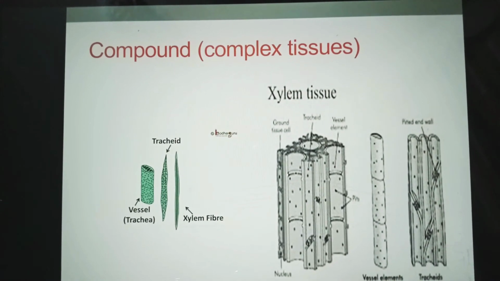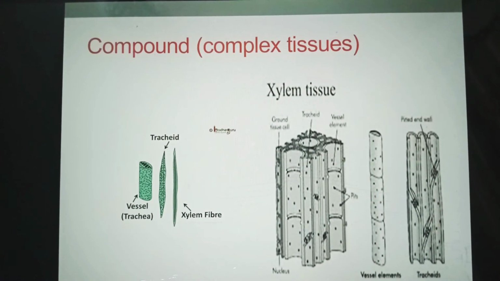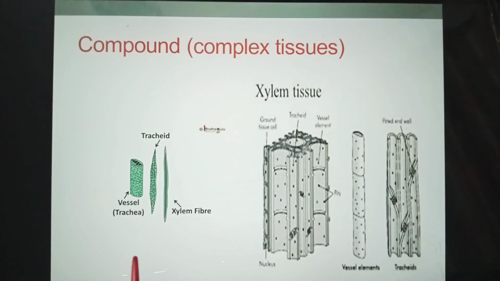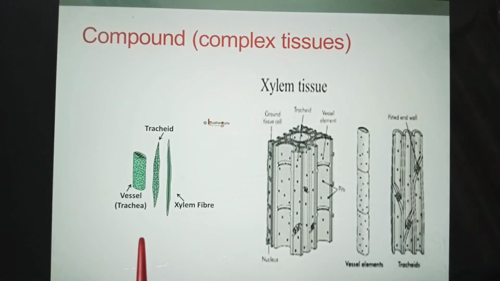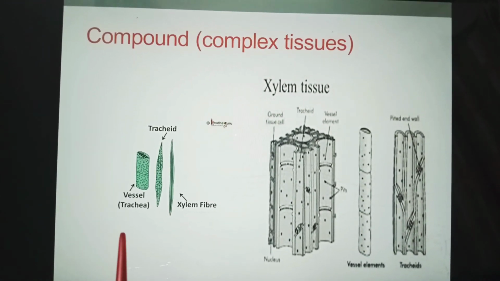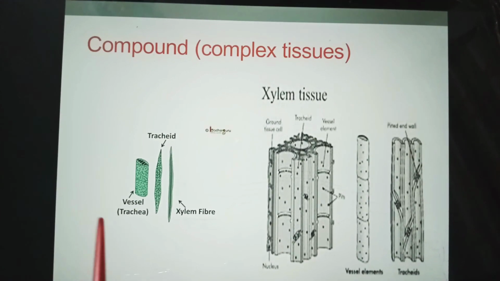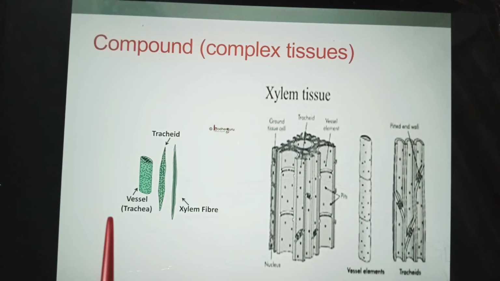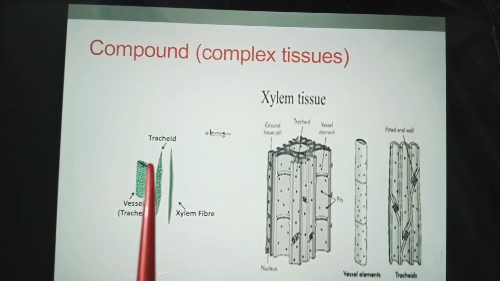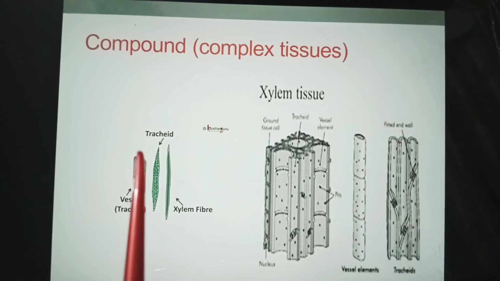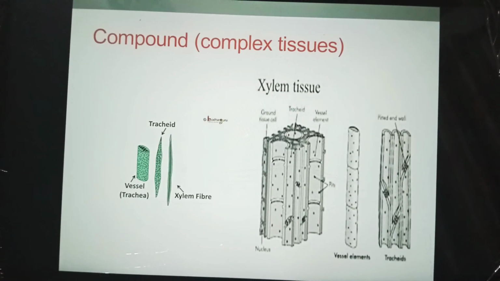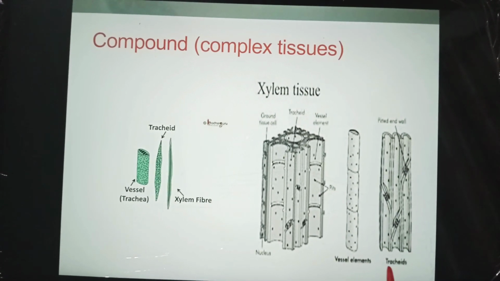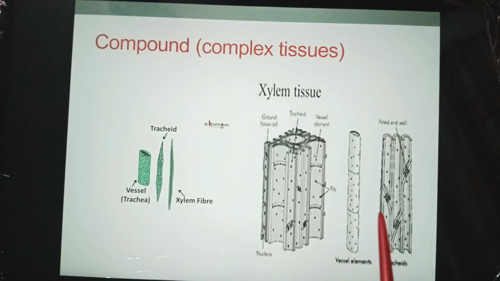Two types of cells are found in the xylem tissue, which are vessel elements and tracheids. Vessel elements have thick secondary cell walls. They lack end walls and join together to form long tubes. Tracheids are cylindrical cells with overlapping ends. So these are vessel elements and these are tracheids with the overlapping ends.